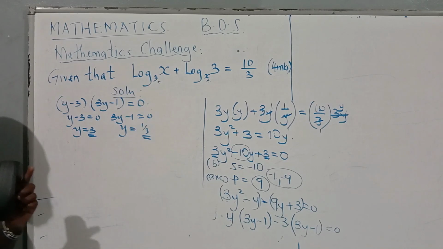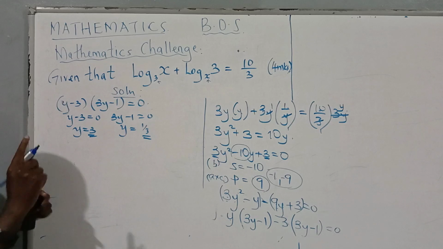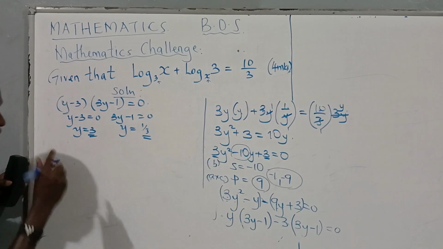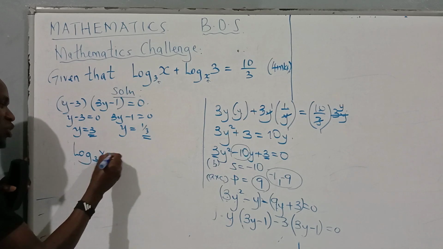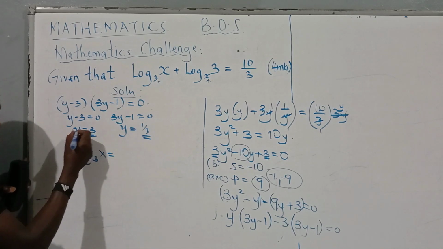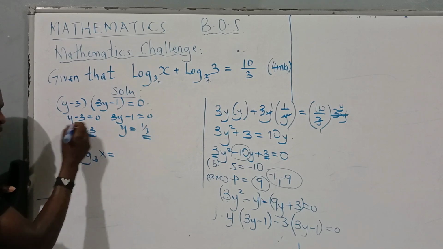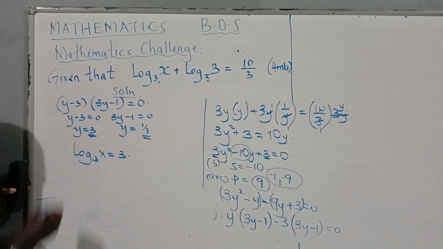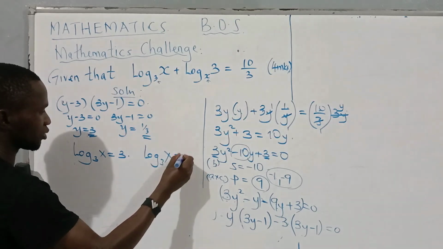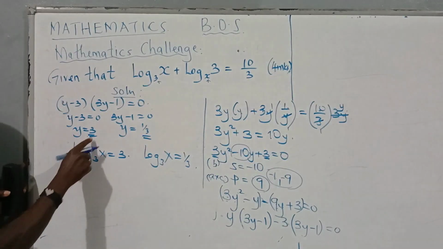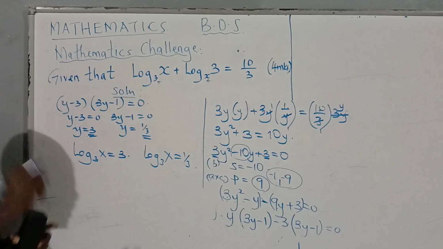But remember, we are not looking for y. We're looking for x. Now, we had said that log of x base 3 was equals to y. But now you see our y is here. So I'm going to say log of x base 3 is equals to the values of y. I'm going to substitute. And log of x base 3 is also equals to a third. Because I have two values of y, it means I must have two values of x.